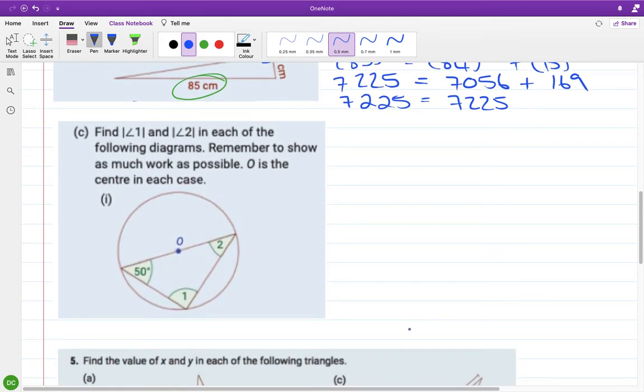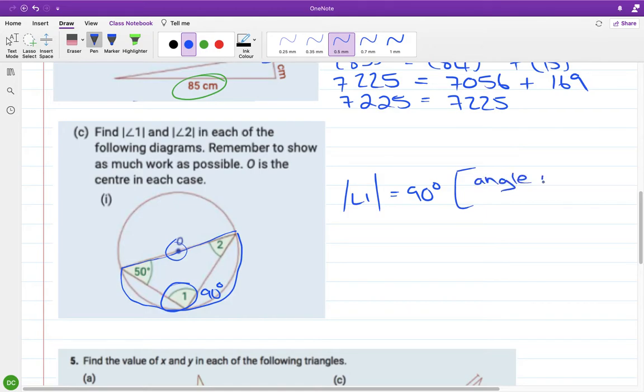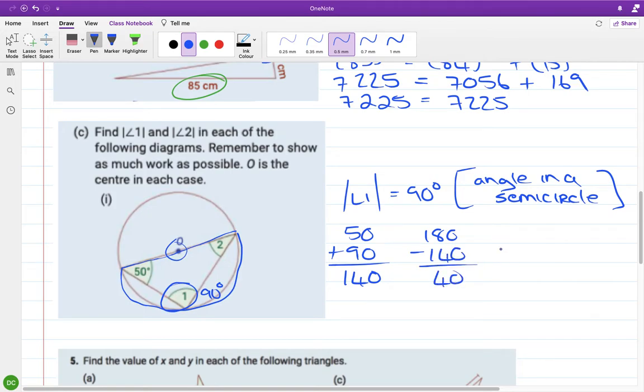Now, angle 1 and 2 in each of the following diagrams we need to find. Okay, so it says O is the center. If O is the center, that's a diameter. That means this is a semicircle, and that means that's 90. Okay, so angle 1 is 90 because it's the angle in the semicircle. And then if we do 50 plus 90, we get 140. And then 180 minus 140 is 40. So angle 2 equals 40. And I knew that because the three angles of a triangle equal 180.